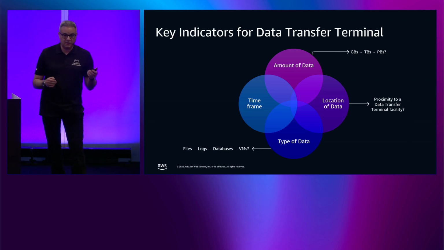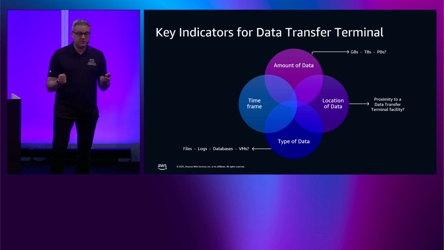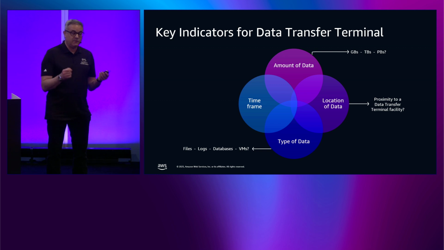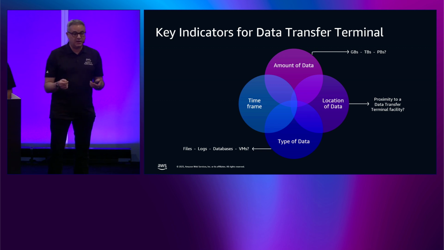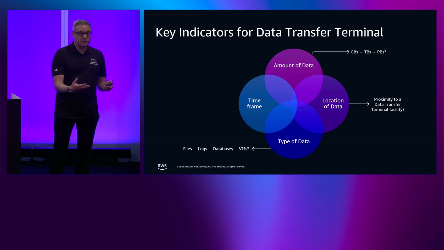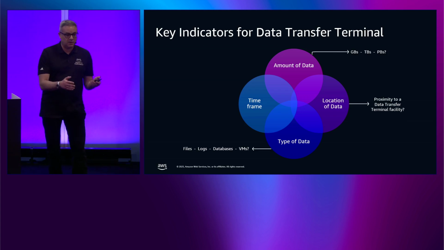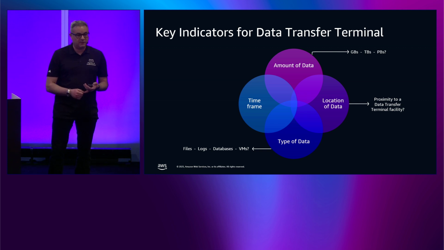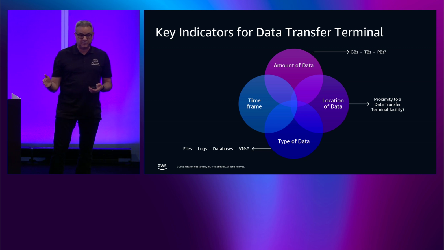The next thing to consider is what type of data it is. Data Transfer Terminal excels with files, logs, telemetry data, even compliance data bound for S3 or Glacier. If you've modernized your applications and they're running on Kubernetes, we say send the blueprints, not the house. But after you redeploy your containers into AWS, you're still going to have a backend database. You could use Data Transfer Terminal to send the database to AWS, and then use another service like AWS Database Migration Service or DataSync to do any change data capture, or CDC, updates.